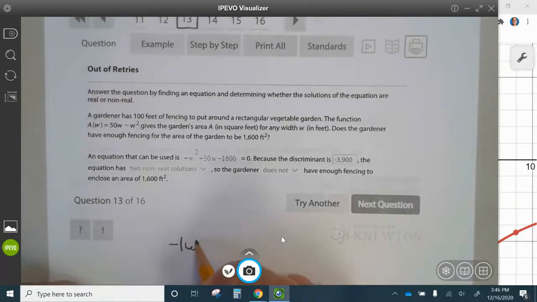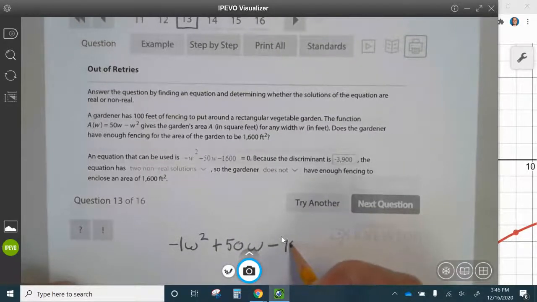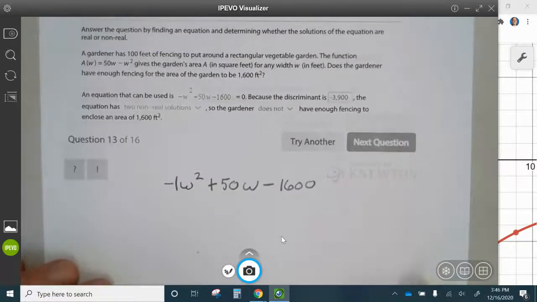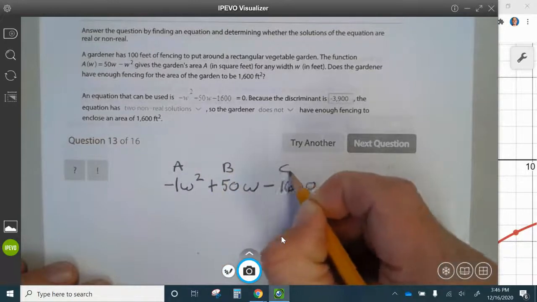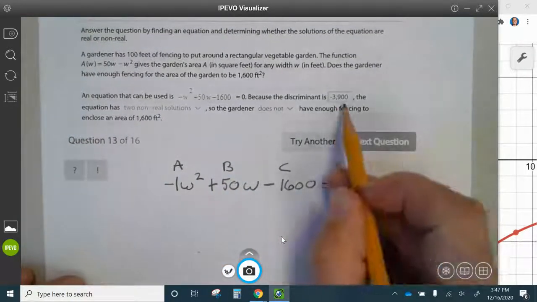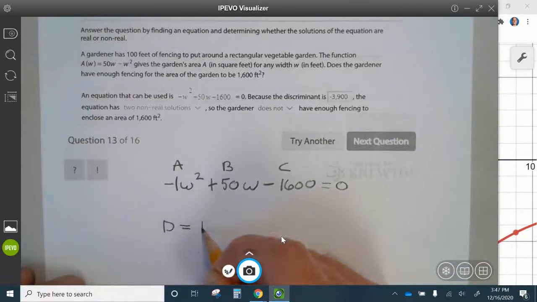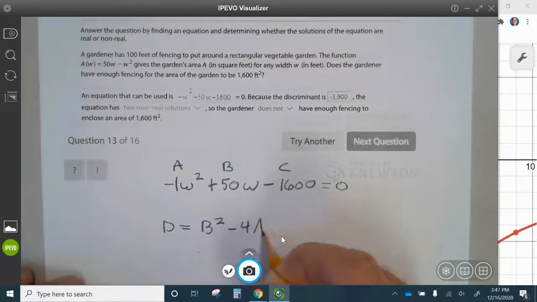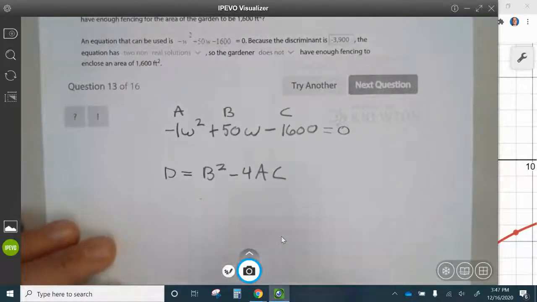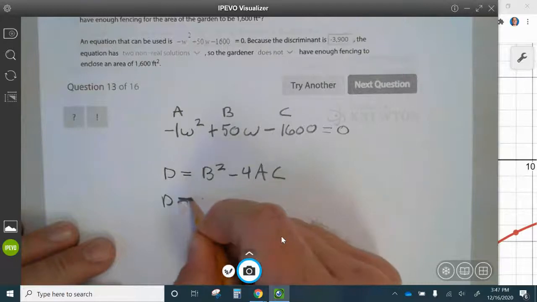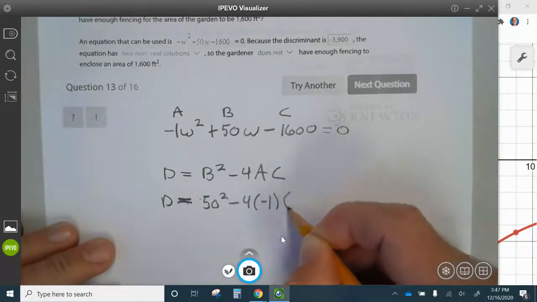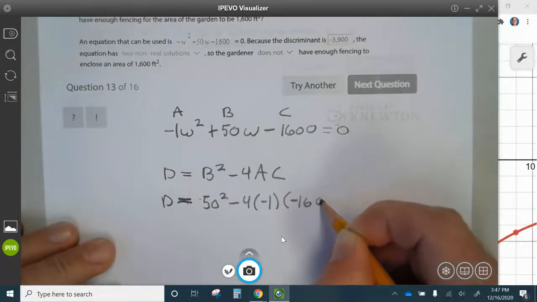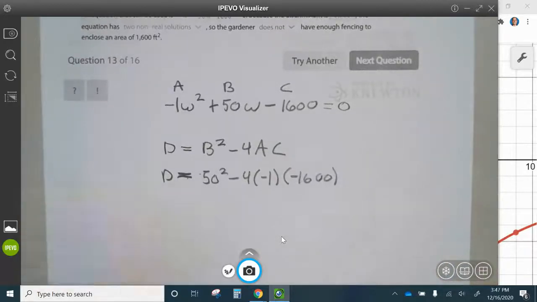Negative 1W squared plus 50W minus 1,600, okay, equals 0. Now, this is your A value, this is your B value, this is your C value. Now, to find the discriminant value, the discriminant equals B squared minus 4AC, okay? So D equals 50 squared minus 4 times negative 1 times negative 1,600. So let's put that into Desmos.